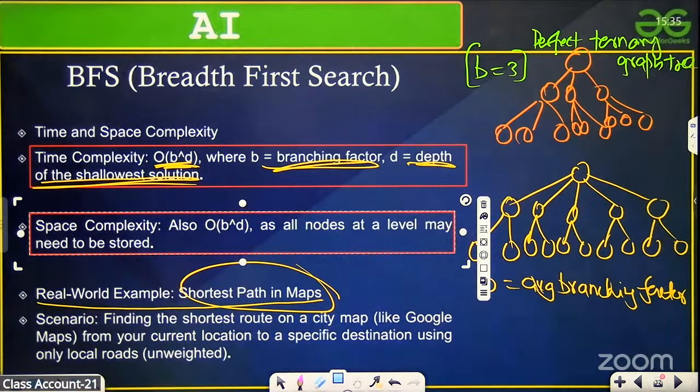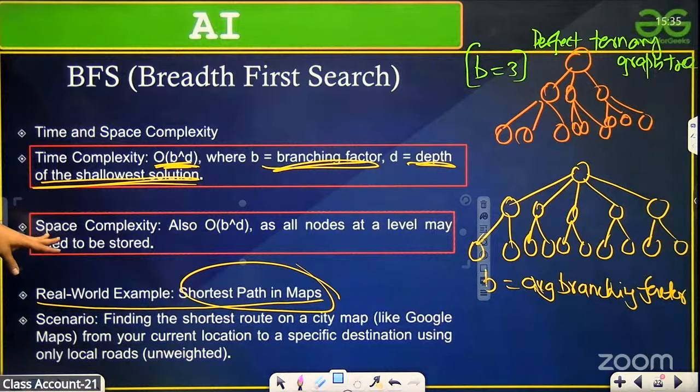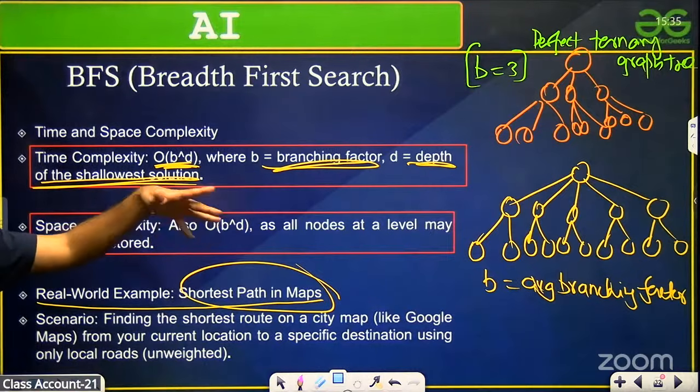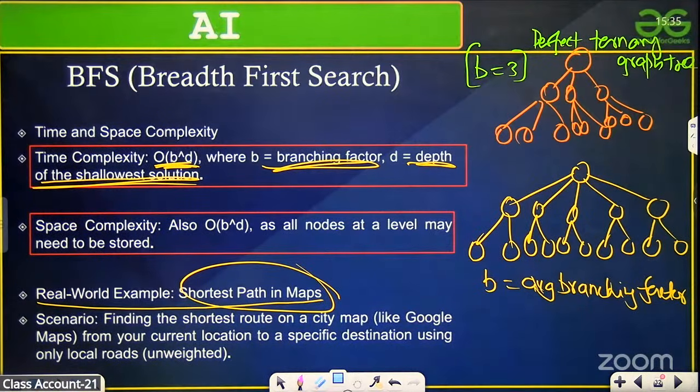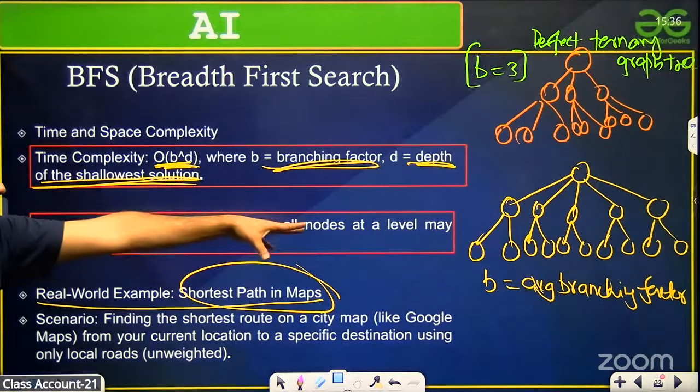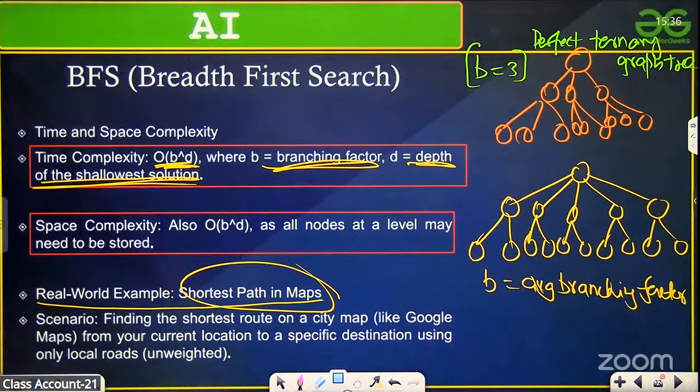So what is space complexity? It is the total number of nodes that would be collected while expanding the nodes in BFS. So that is of the order of B to the power D.